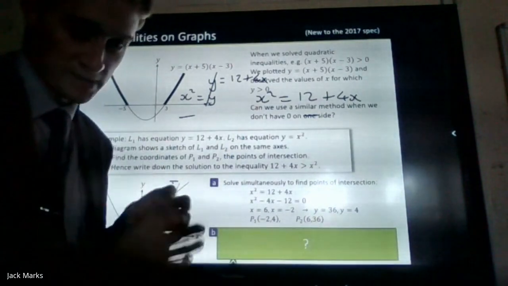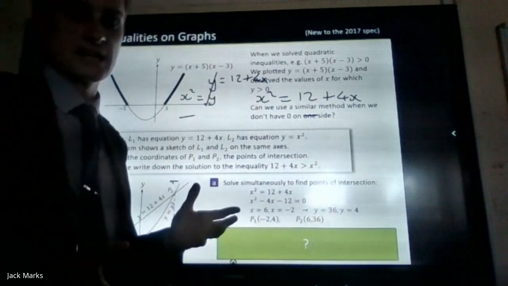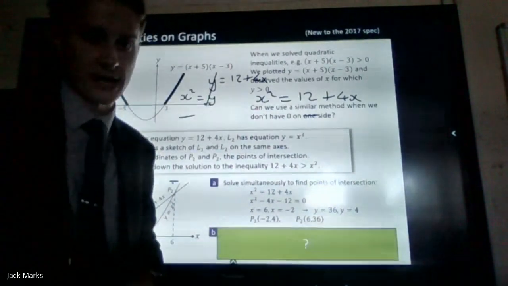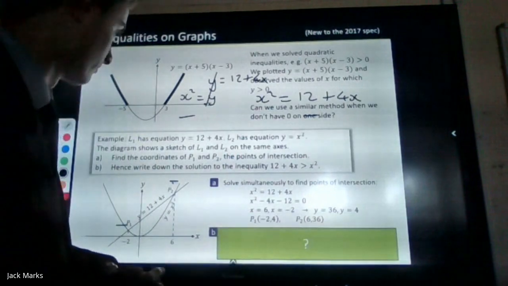If you get numbers that are in different quadrants, where the positives and negatives are all wrong, that suggests that something you're working out is wrong. So that's something you should check as you're going along.